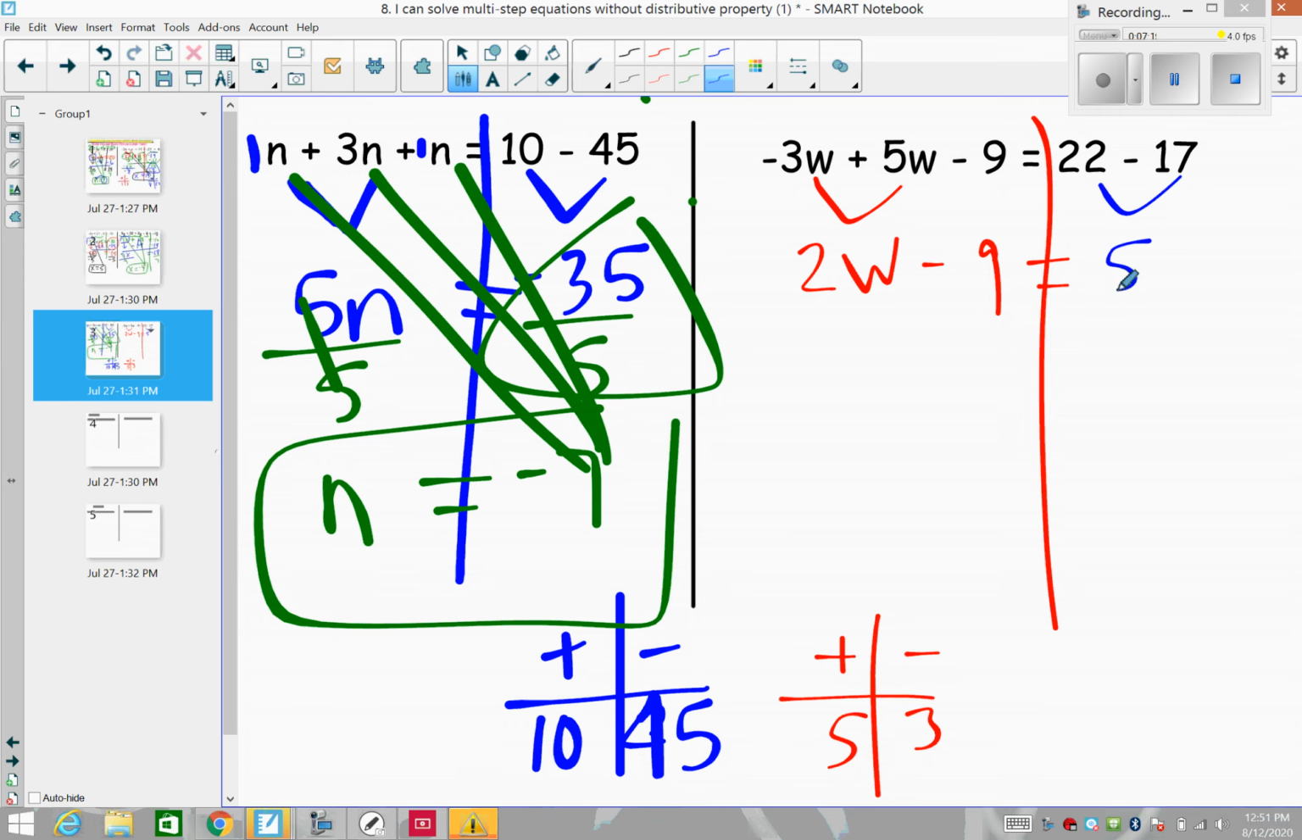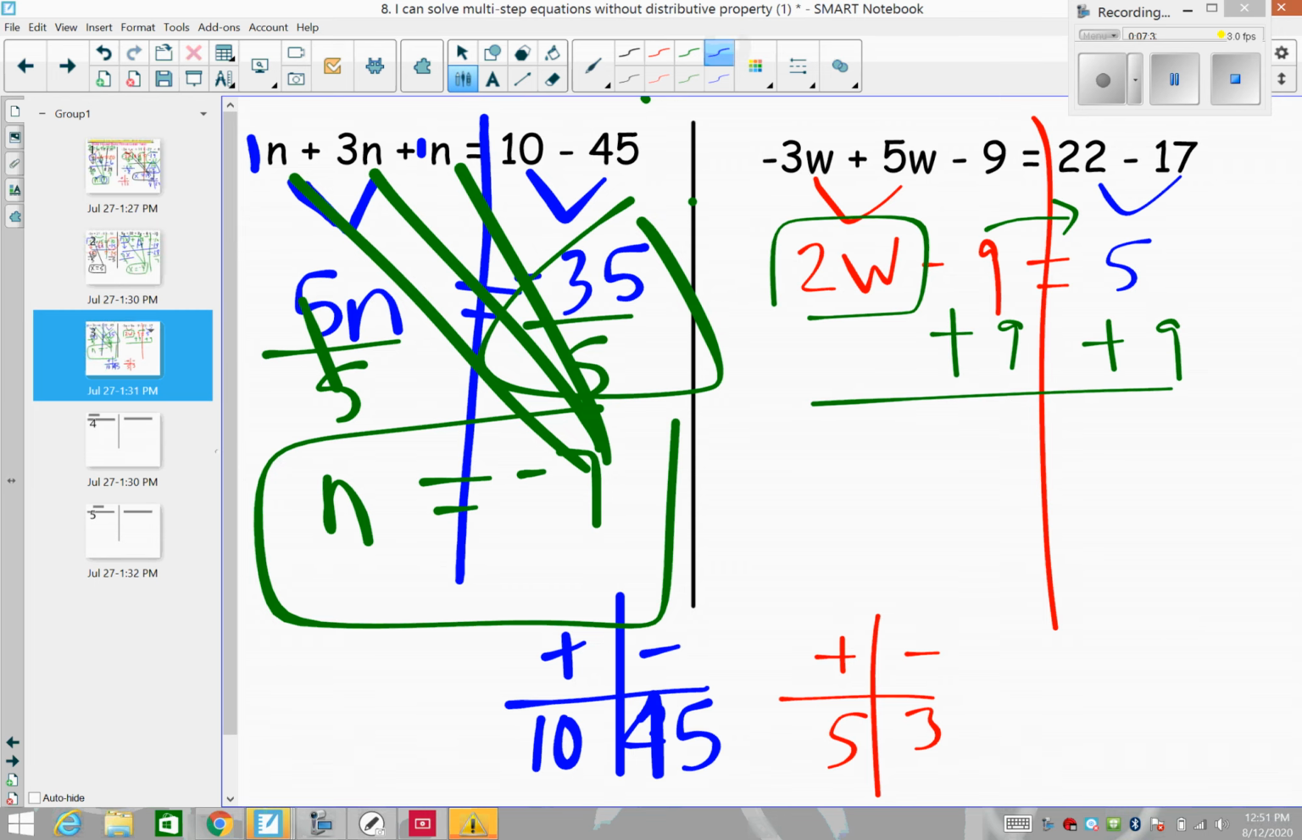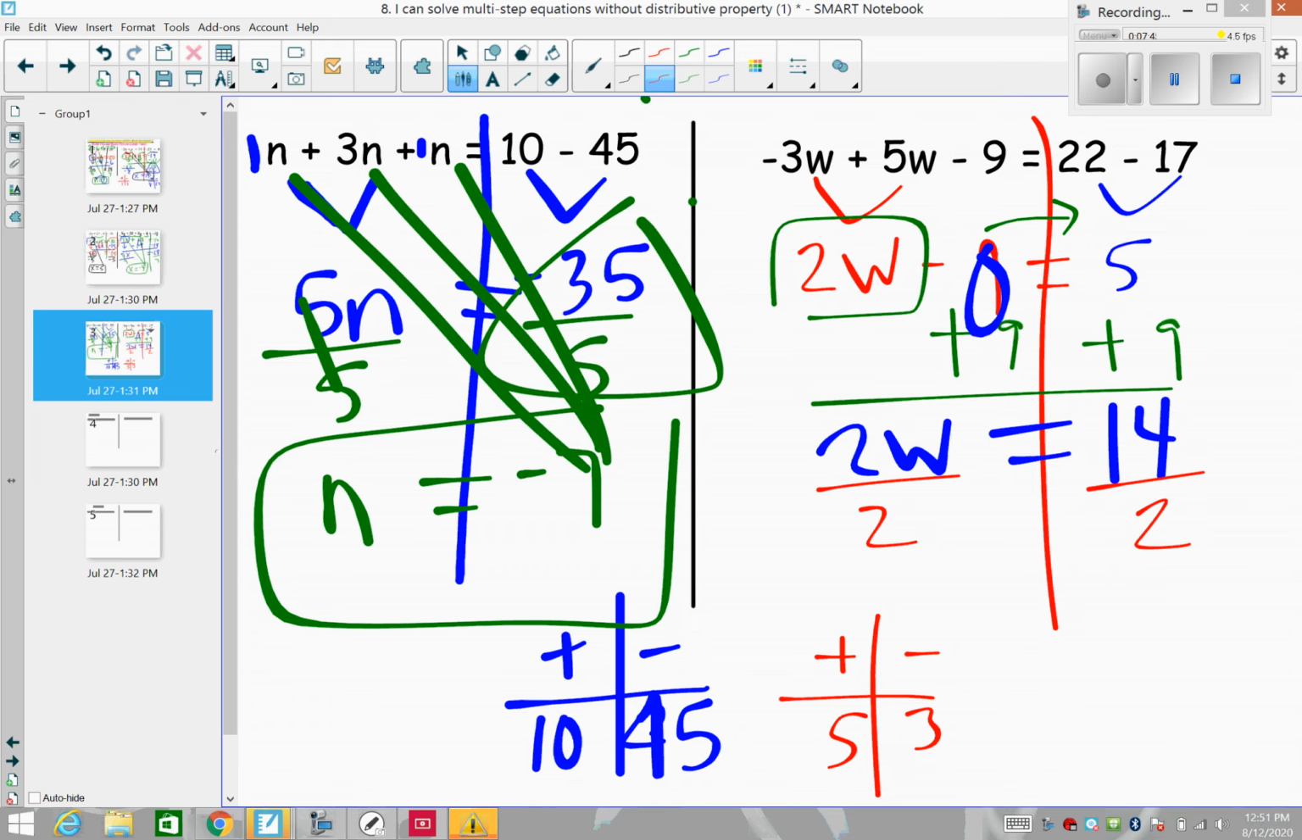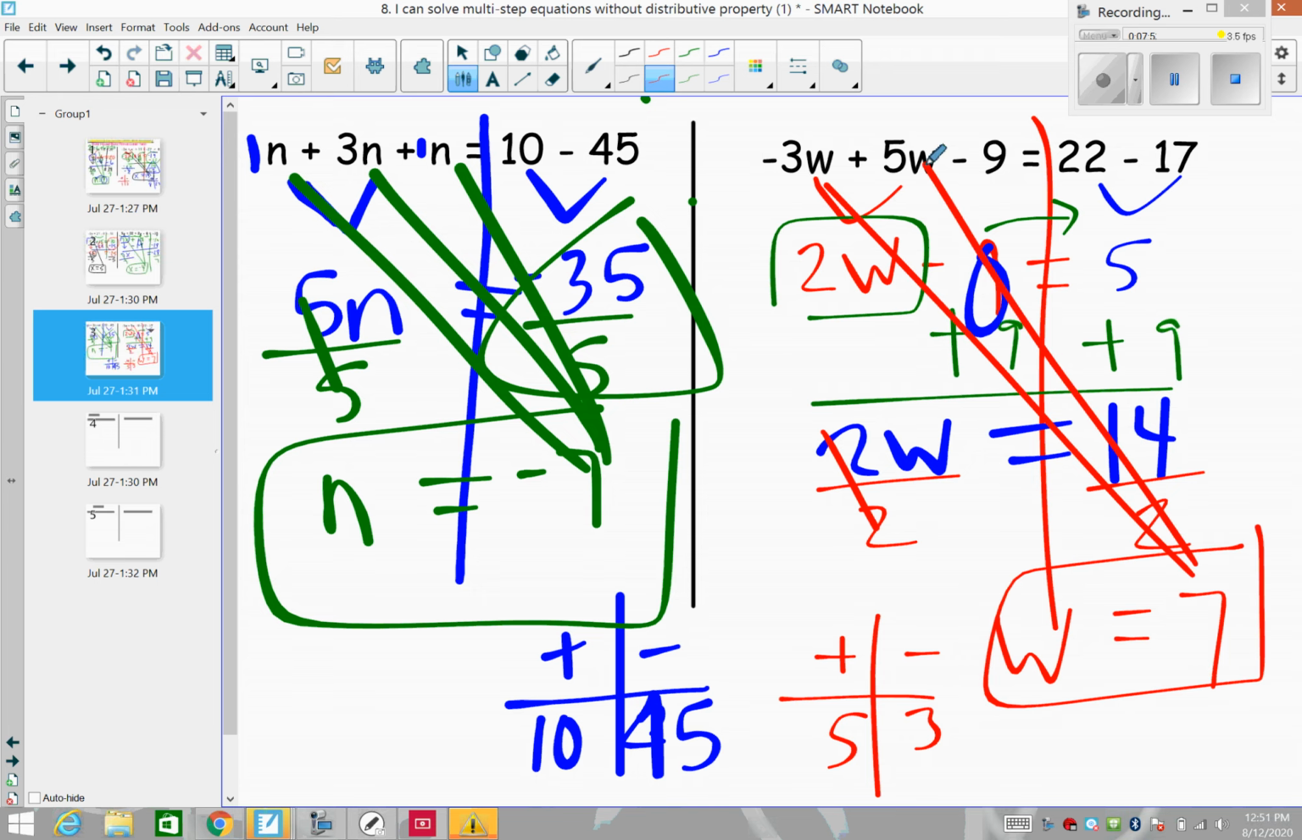Let you catch up on that. Process why I combine certain things. Make sure you like doing like terms. Build house, build fence, clean yard. I'm going to add 9, copy paste. If I haven't used it, drag it down. The next step then, of course, would be division. Get rid of the number out front for division. So we end up with W is equal to 7. Substitute back in for the W and verify that that is the correct answer, that the left side equals the right side.